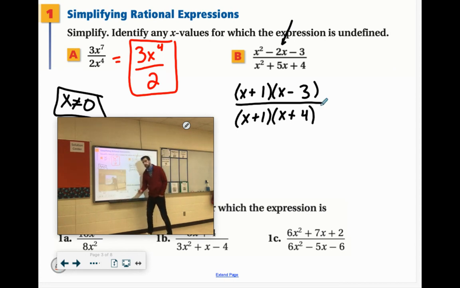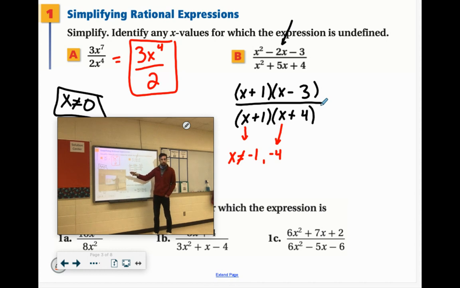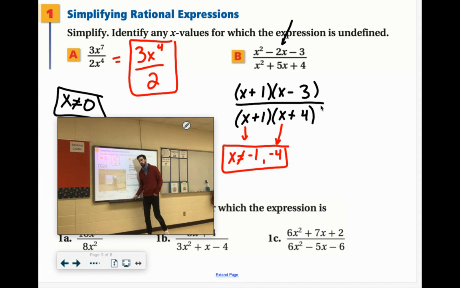So after you get it in factored form, here's where I need you to do your excluded values. Before we start canceling stuff out, because we're going to cancel some stuff here in a minute, this x plus 1 cannot equal 0, so x cannot equal negative 1, because if it was negative 1, then the whole denominator would work out to be 0. Now this x plus 4 cannot be 0, so x cannot equal negative 4, because then the whole denominator would work out to 0. So these are our 2 excluded values. X cannot equal negative 1 or negative 4, because again, the denominator would equal 0, and you can't divide by 0, it's undefined. That part is handled.